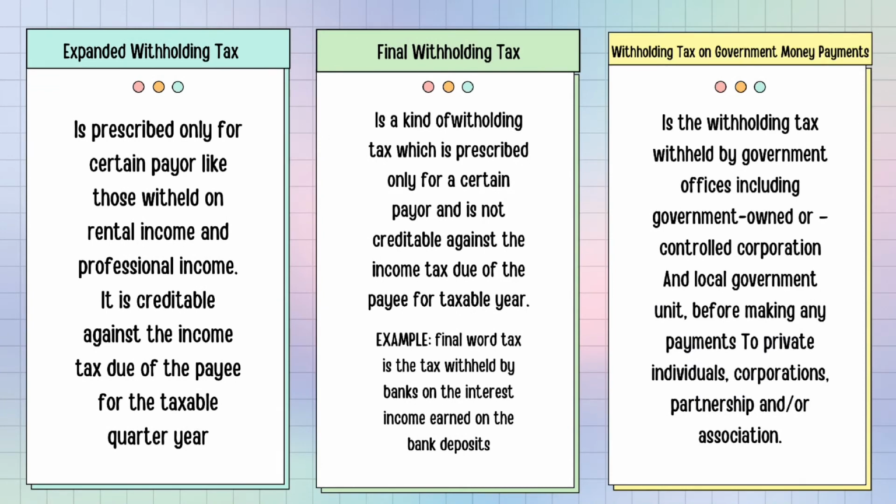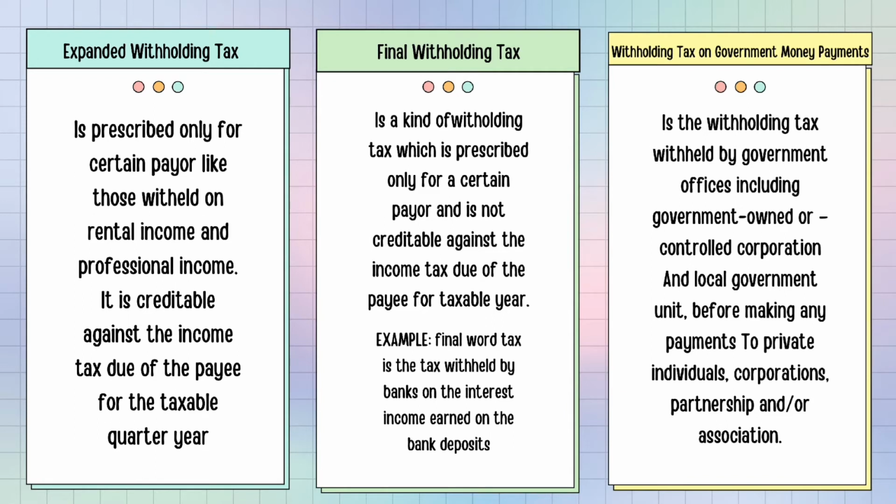Expanded withholding tax is prescribed only for certain payees, like those withheld on rental income and professional income. It is creditable against the income tax due of the payee for the taxable quarter year. This means it is a form of withholding tax that is imposed on some types of income and is credited against the payee's income tax liability for the taxable quarter year in which the income was paid.